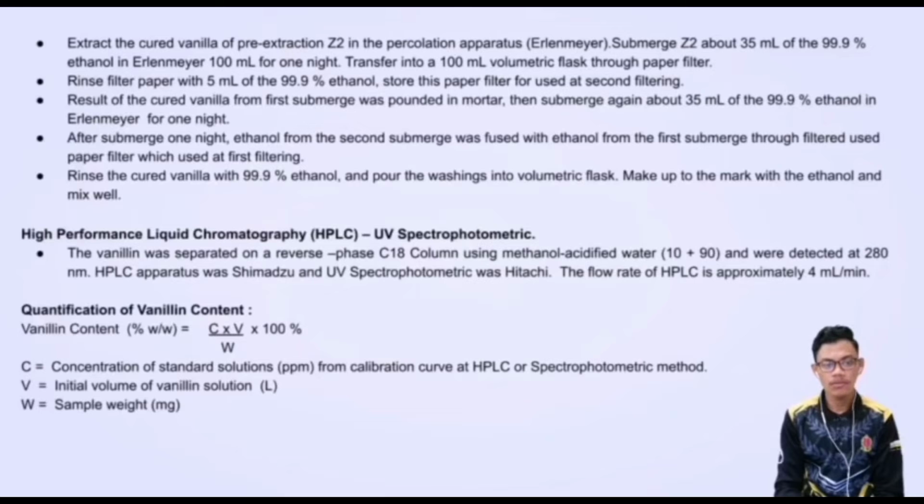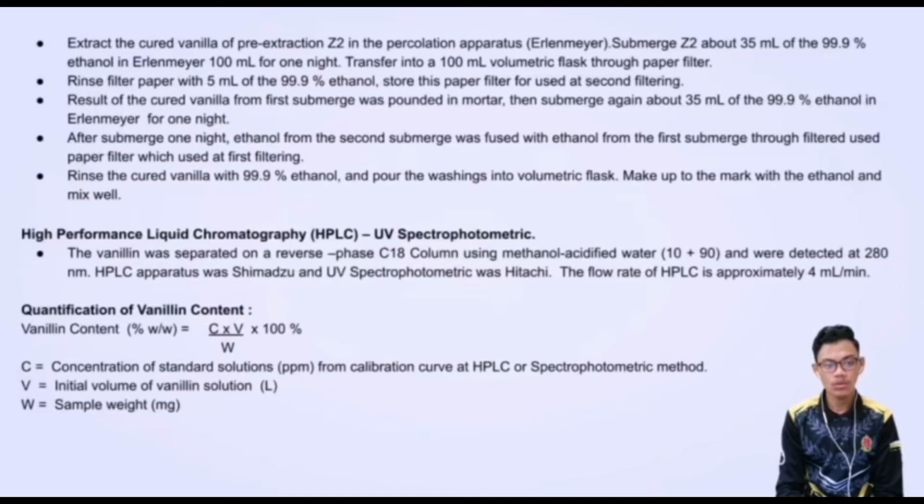The cured vanilla from the first submersion was pounded in a mortar. Then, submerge again in about 35 ml of the 99.9% ethanol in the Allen Mayer for one night. After submerging for 1 night, the ethanol from the second submersion was combined with the ethanol from the first submersion by filtering through the paper filter used at the first filtering. Rinse the cured vanilla with 99.9% ethanol and pour the washings into a volumetric flask. Make up to the mark with the ethanol and mix well.